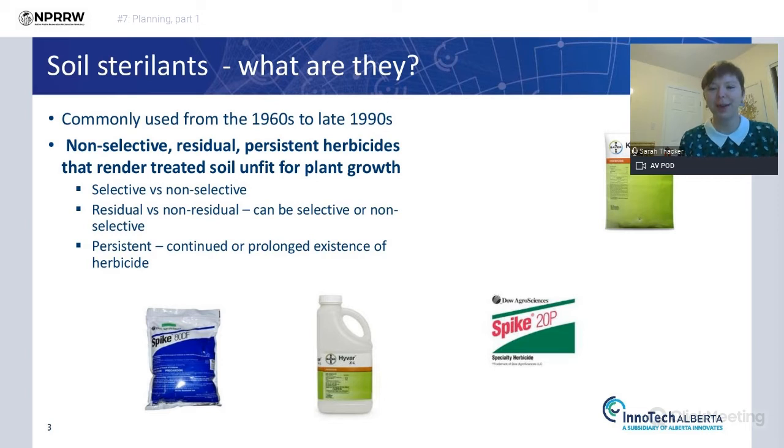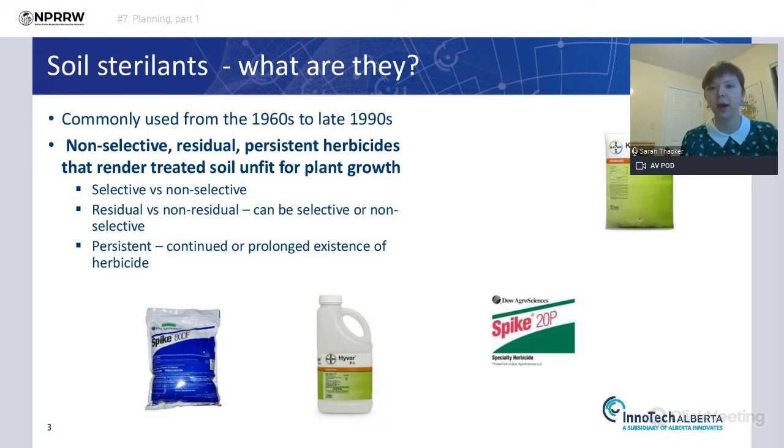So I'll just go a bit into what sterilants are for those who might not know. So sterilants are essentially herbicides. They were commonly used in Alberta from the 1960s to late 1990s. And they were used to control weeds on rangelands, pipeline right-of-ways, oil and gas sites, and other industrial sites like pulp mills and sawmills. And they have three main characteristics.